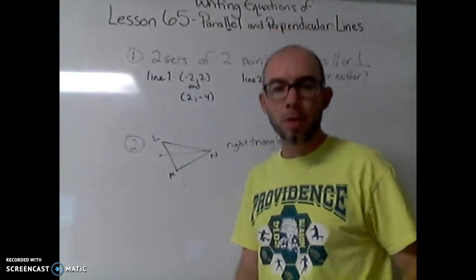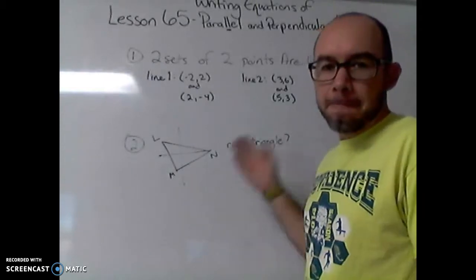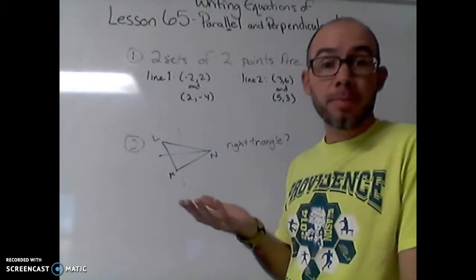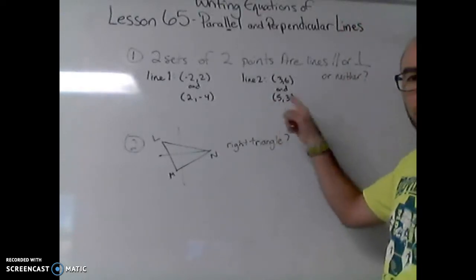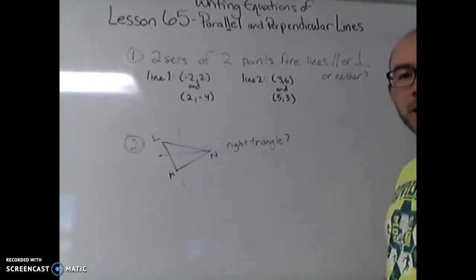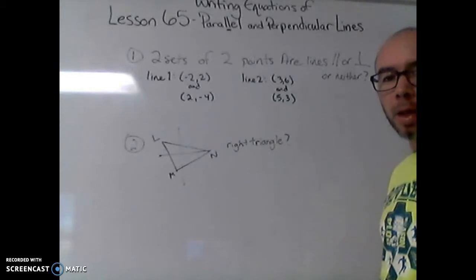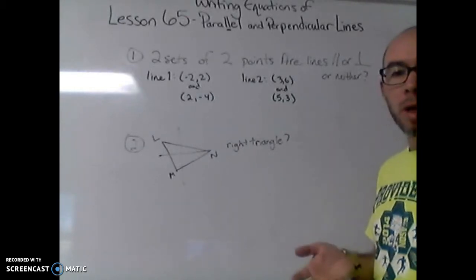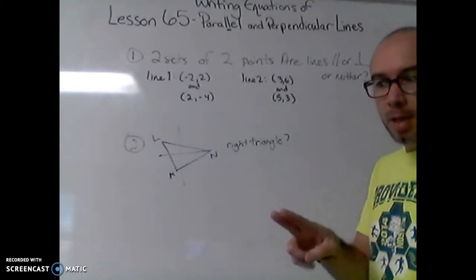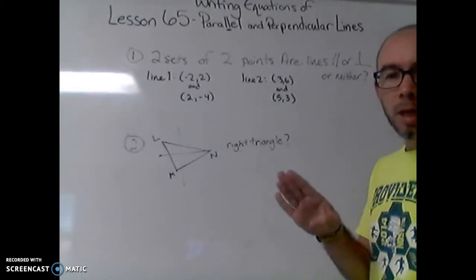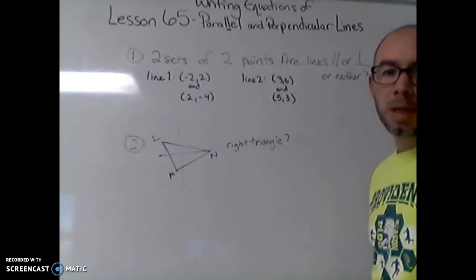Two more problems to do here for this lesson. Take up a couple of interesting types of problems. The first one is that we're going to take two sets of two points and see if the lines that pass through those points are parallel or perpendicular or neither of those two, which would just mean they either don't have the same slope or they're not negative reciprocals of each other. That could be the case.